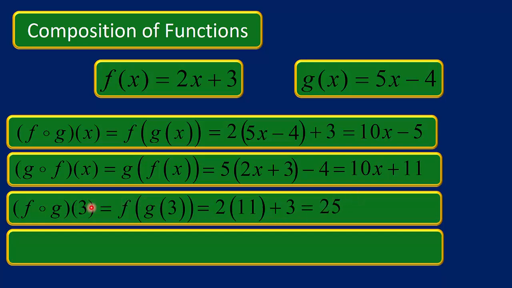And notice that's the same thing as if I plugged in up here where I found f of g of x. In other words, I found generally for a given value of x, f of g of x, what is that? Well, there we have it.